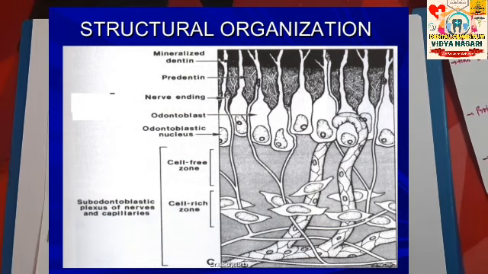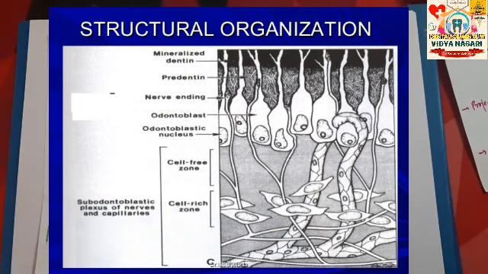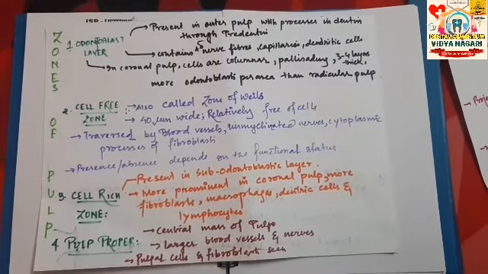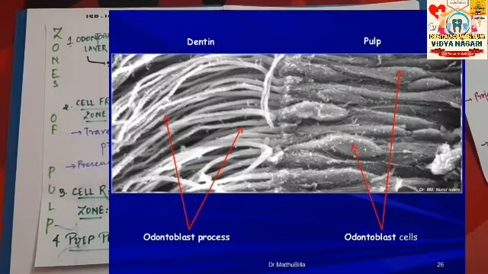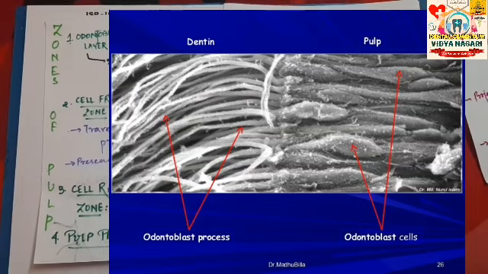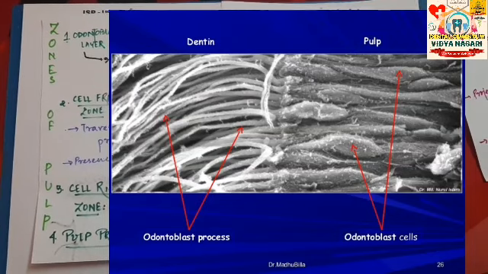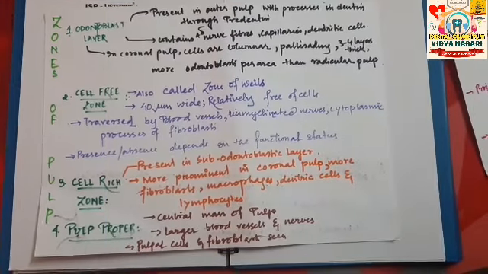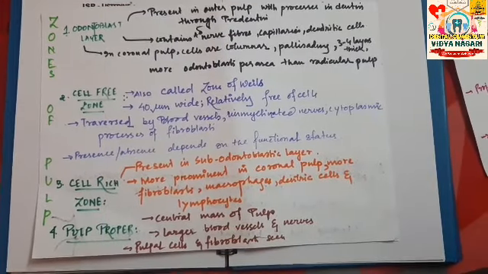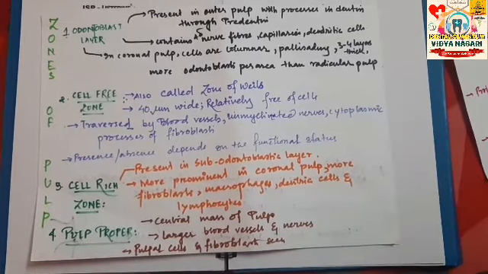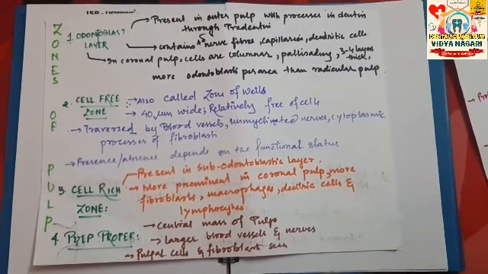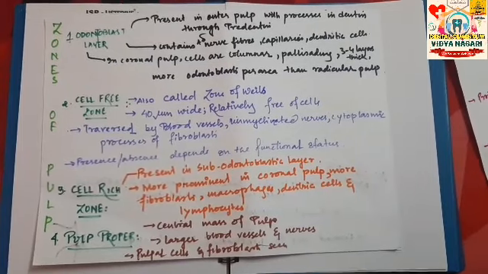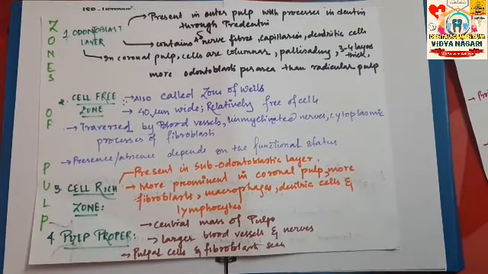Broadly classifying, there are 4 zones of pulp. The first being the odontoblastic layer. It is present in the outer pulp with processes in dentin. It contains A delta nerve fibers, capillaries, dendritic cells. In coronal pulp, the cells are more columnar, have palisading arrangement of nuclei, and are 3 to 4 layers thick. And there are more odontoblasts per area in coronal pulp than radicular pulp.